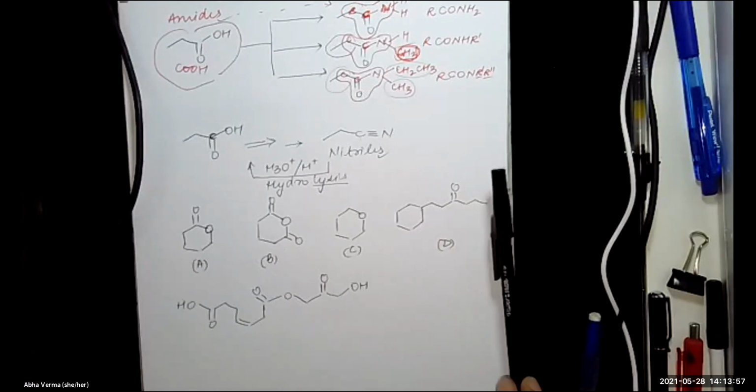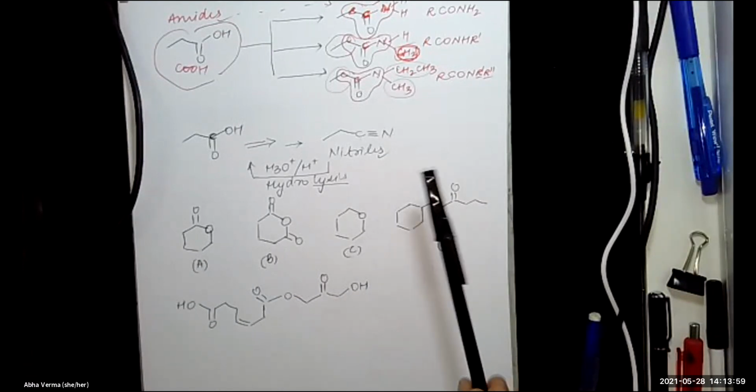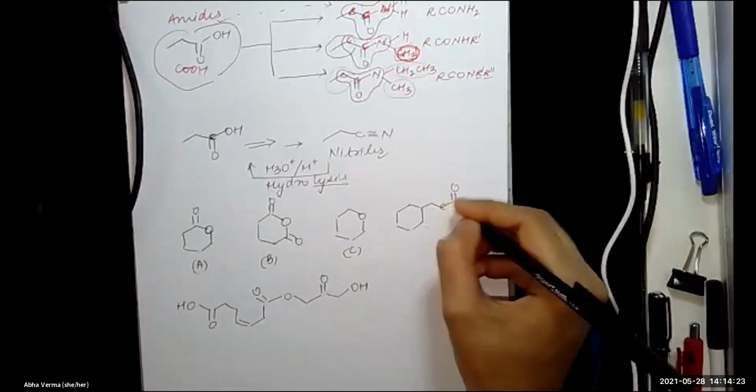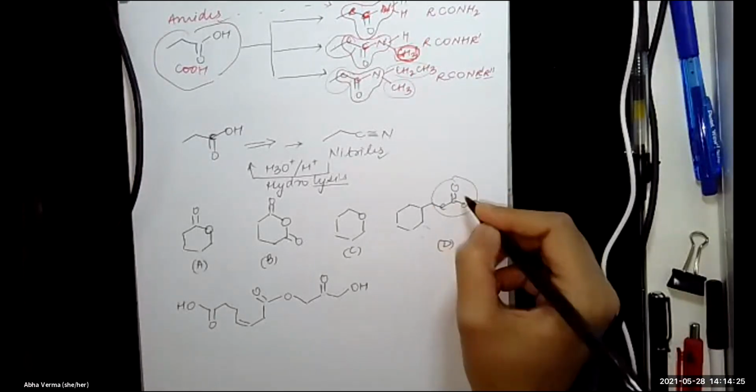10 more seconds. 7, 6, 5, 4, 3, 2, 1. Okay. And most of you got that right. Out of the 14 students who attempted the poll, 12 of you did say that this D is our ketone. And that is the correct thing, because you have to look at the pattern.